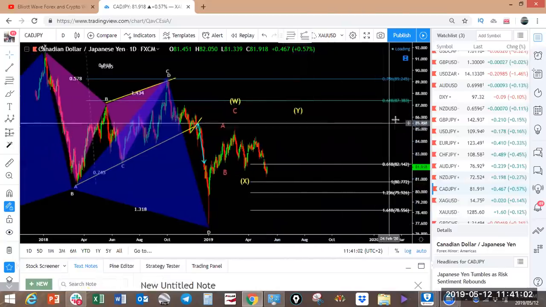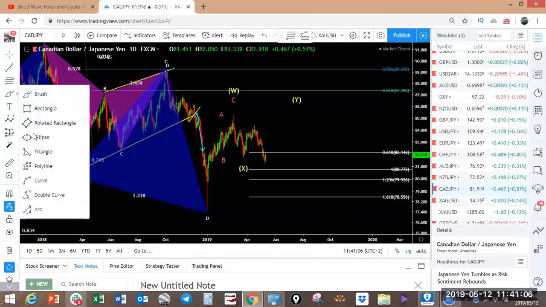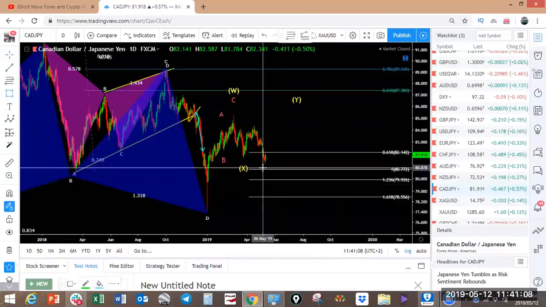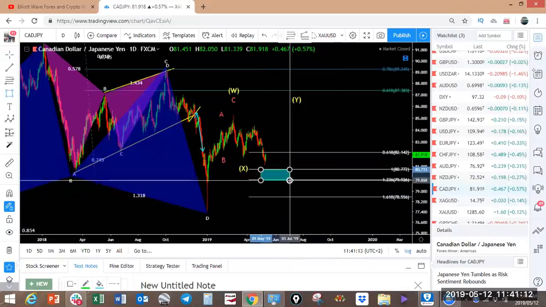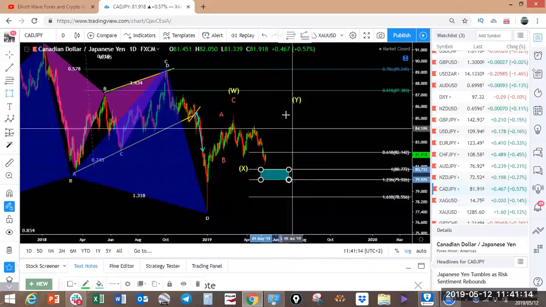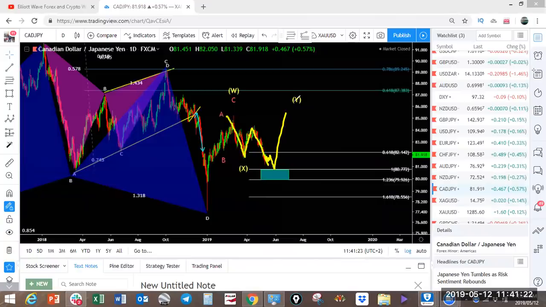CAD is still missing the blue box. And this is where the blue box is on CAD. We still want it to push lower. Okay, so this can still do this into the blue box and go, making this 1, 2, 3 structure before we go up. So CAD can do that.